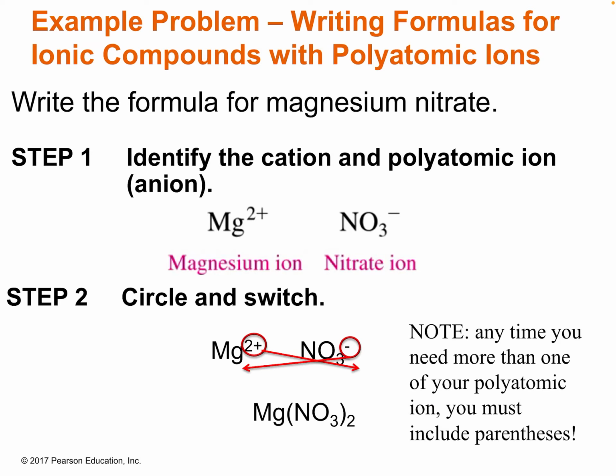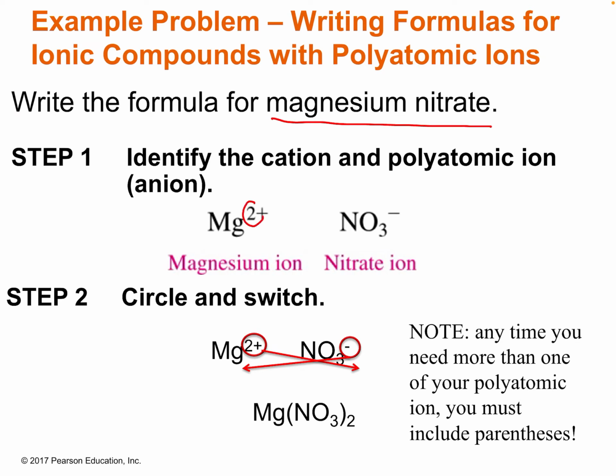Okay, so now we're going to learn how to write formulas for ionic compounds with polyatomic ions. So our example here is we're going to write the formula for magnesium nitrate. So we're going to do like what we've done for all of the other ones. We're going to write the cation and the polyatomic ion now, instead of just the cation and the anion. So we have magnesium is magnesium 2 plus, and we have memorized nitrate because we are good chemistry students, and I told you to start memorizing things. So we know that nitrate is NO3 minus.